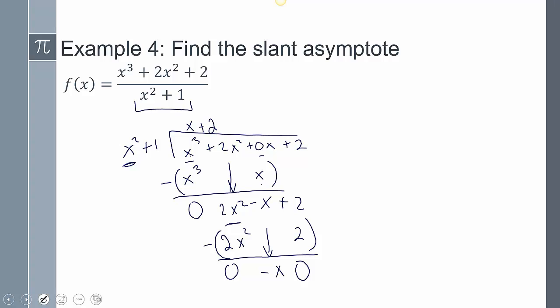And so this right here, this is going to be my oblique asymptote. Now remember, we do have this remainder of negative x, but we ignore it. And so my slant or oblique asymptote is going to be y equals x plus 2. My slant asymptote.